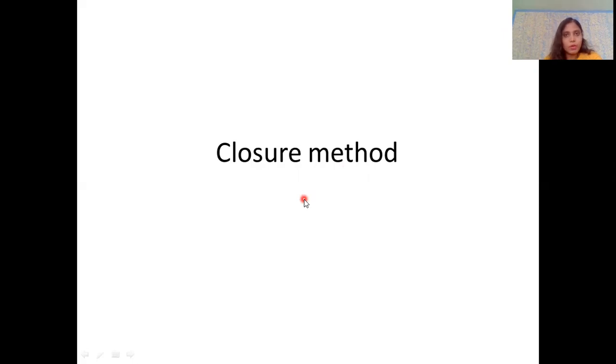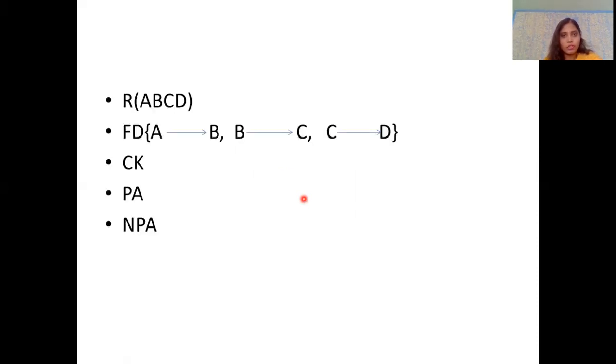So since we are preparing for UGC NET paper 2, in most of the questions that come from normalization, candidate keys won't be mentioned in the question. At that time, we will have to find them. So now let's see how to find the candidate key using closure method.